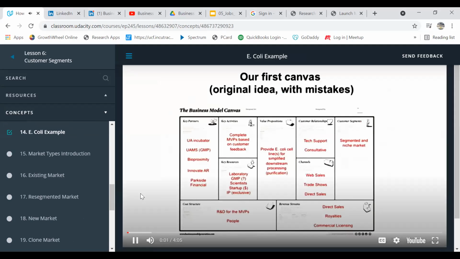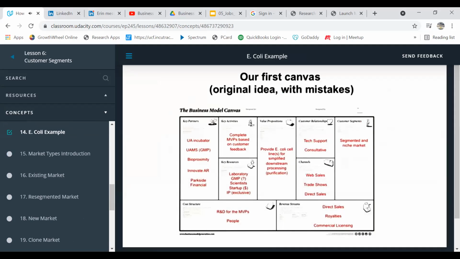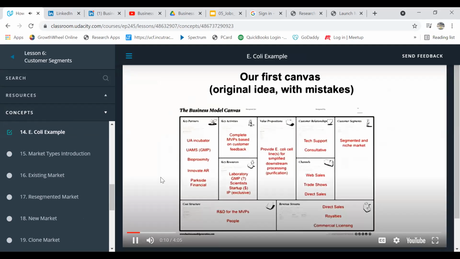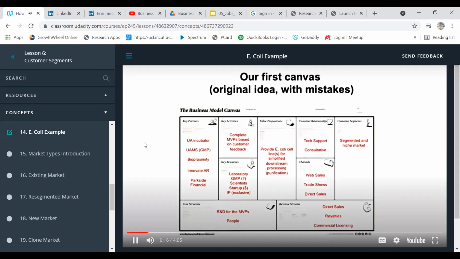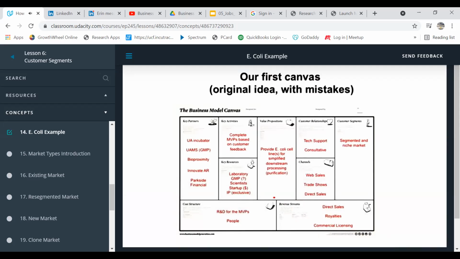So Google search was a very simple multi-sided market, just two sides. There were users and there were payers. But can the canvas actually work with something more complicated like in life sciences? So here's an example of a business model canvas from a life sciences company that was going to provide E. coli cell lines for simplified downstream processing.